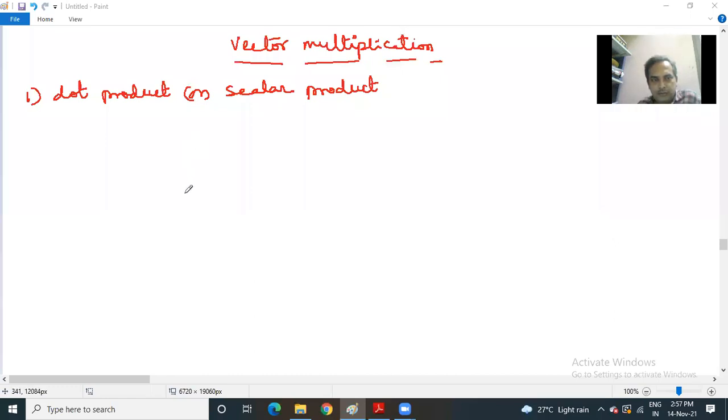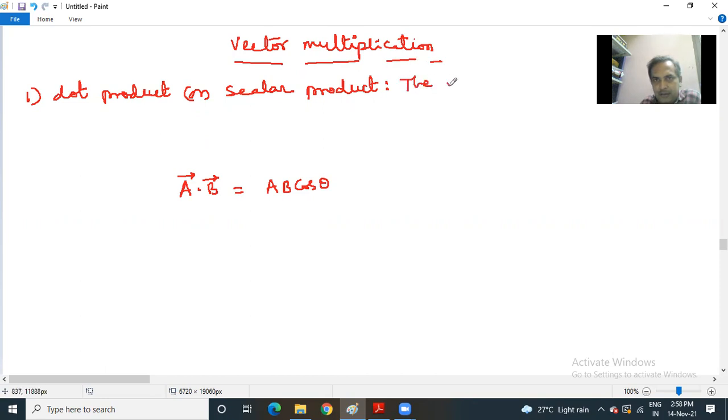First, you write the equation. There are two vectors. The dot product between two vectors is equal to A B cos theta. So looking at the equation, you give the definition of dot product.